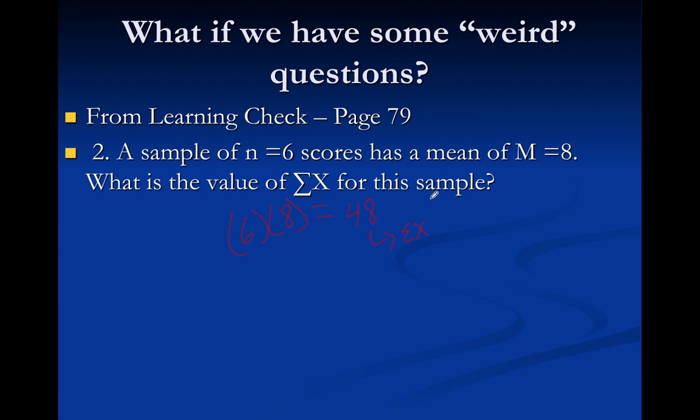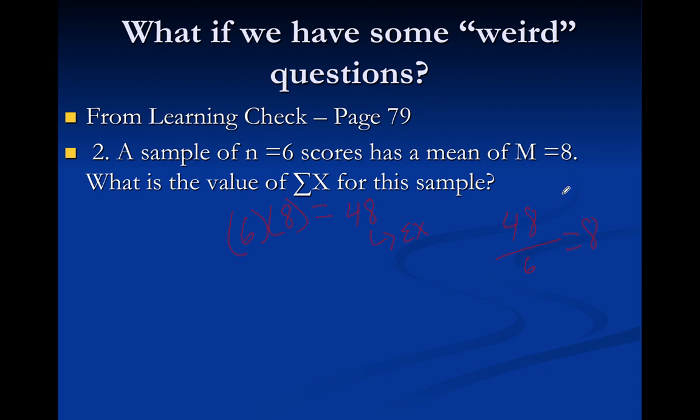So if we had added up all our scores and divided by 6, my average would have been an 8. So here all you do is multiply 6 times 8, and that will give you your total sum of x. Okay, that will give you your 48. Again, if you wanted to confirm that, 48 divided by 6 gives you a value of 8 in our particular case.